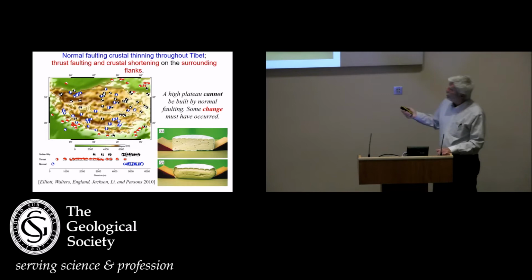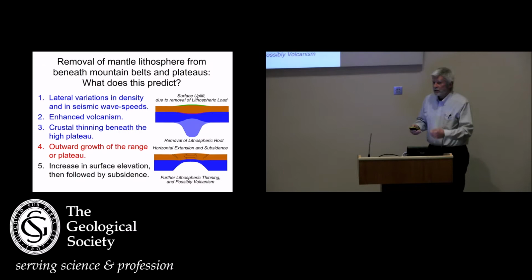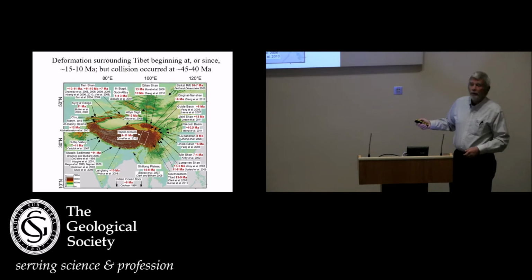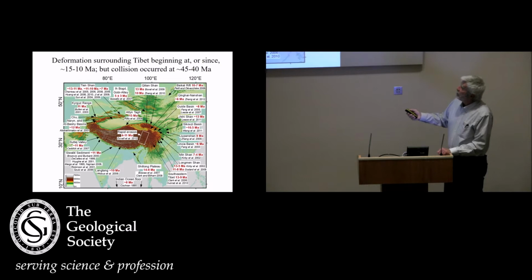Okay, this next slide, you can't possibly digest it all. This is a map, obviously, with Tibet in the middle. It's showing places where abrupt changes in something occurred somewhere between 15 and roughly 10 million years ago. Rapid cooling, which is presumably due to high erosion, presumably because the region went up. Rapid sedimentation, an abrupt increase in sedimentation in the surrounding areas, presumably because erosion increased.